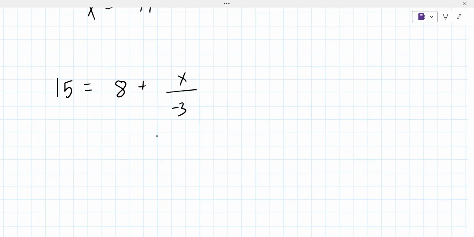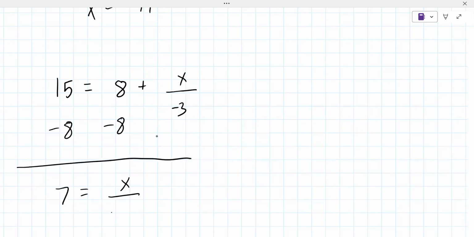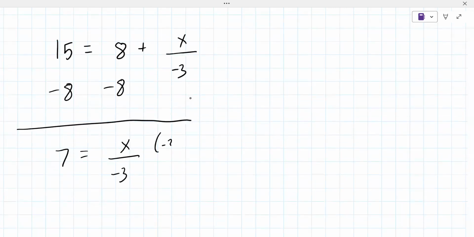It's -21. Tell me what you're doing to solve this, Sourish. I subtracted 8 from 15, and that equals 7. Okay, and now what do you do to solve? I multiplied 7 times -3, that's going to equal -21. Okay, great.